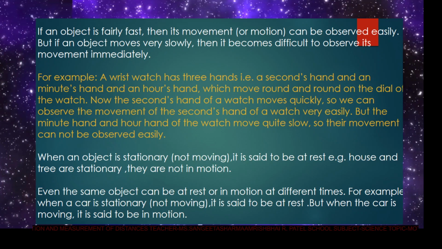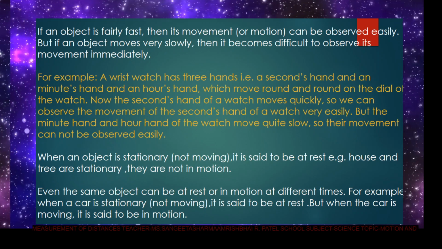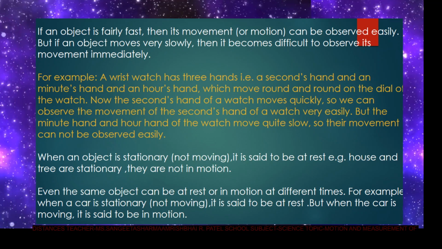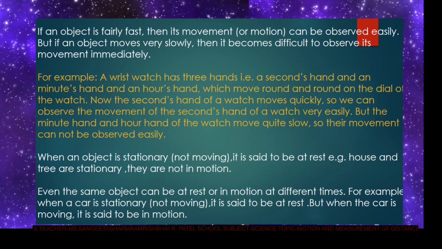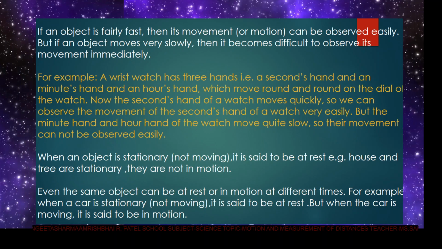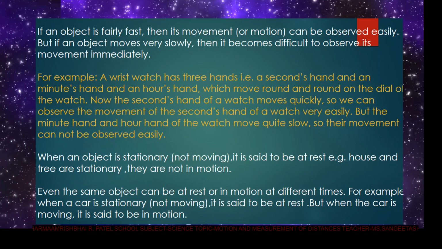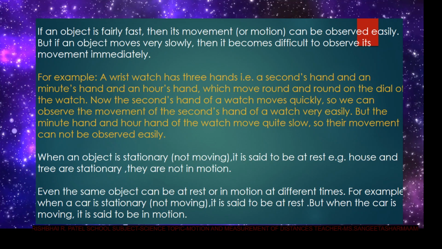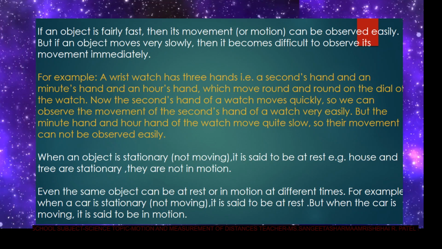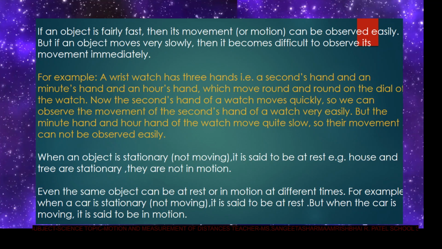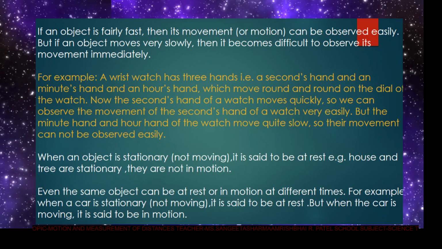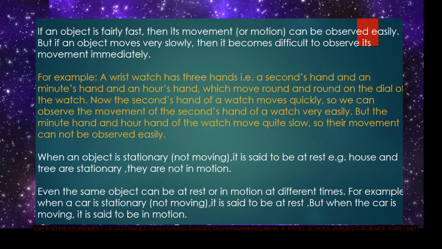When an object is stationary or not moving, it is said to be at rest. You can say that a house and a tree do not move, okay? Or you cannot make them move. So they are not in motion, and they are called stationary objects. Even the same object can be at rest or in motion at different times. I gave you the example of a car. It can be at rest or in motion, but at different times.